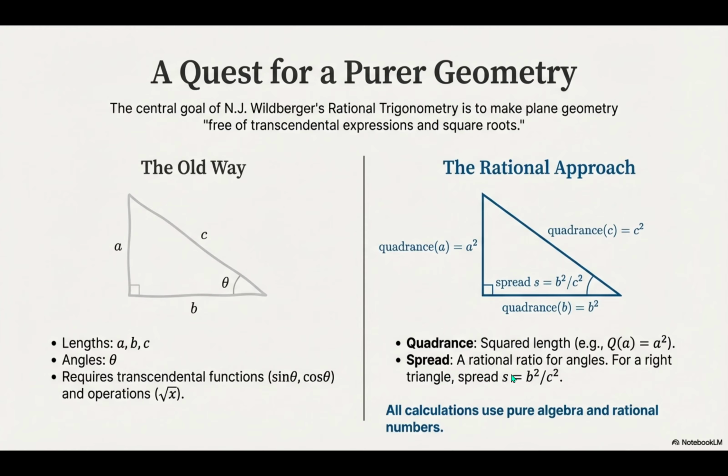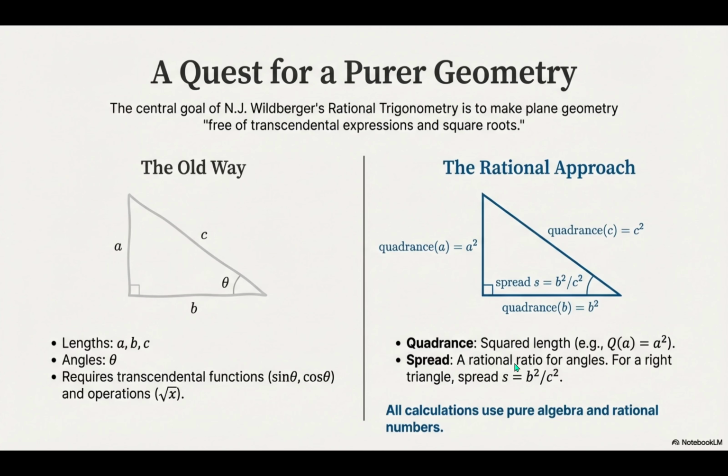And that's computationally expensive. It's slow. Especially on limited hardware. I get it. Every time you calculate a square root, you're spending time and energy. So if we get rid of traditional lengths and angles, what takes their place? You replace them with their squared rational versions. So lengths become quadrances. If you have a length A, the quadrance is just A squared.